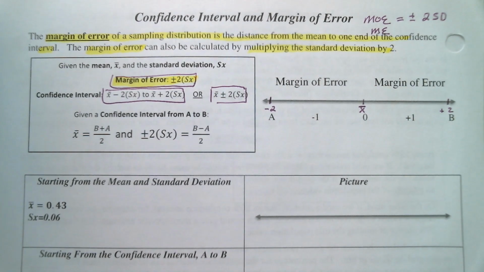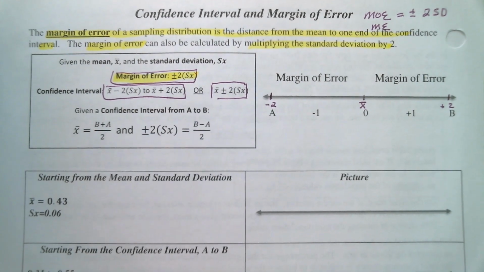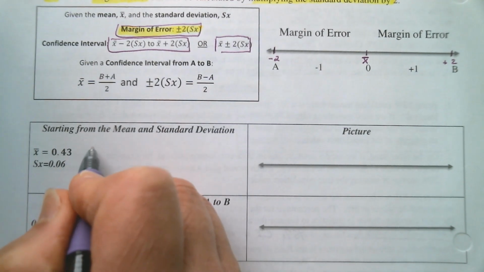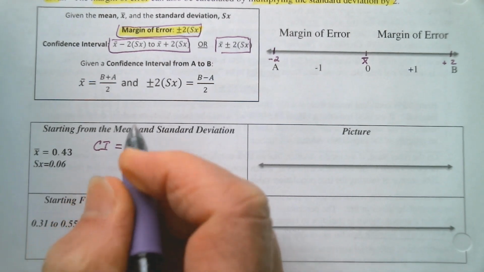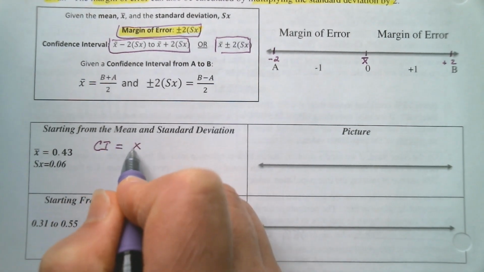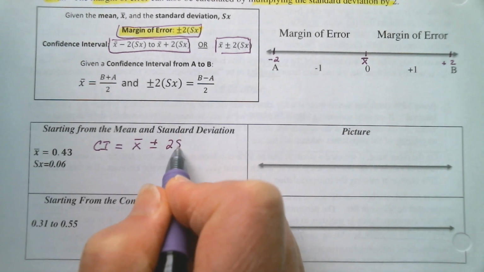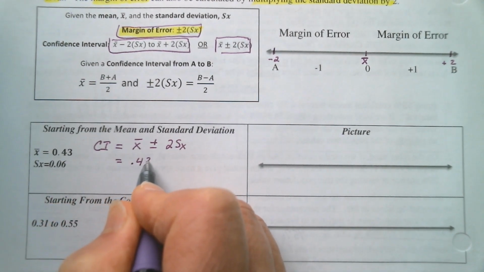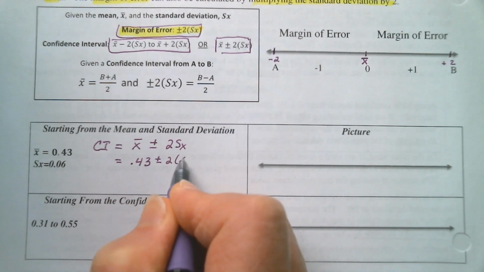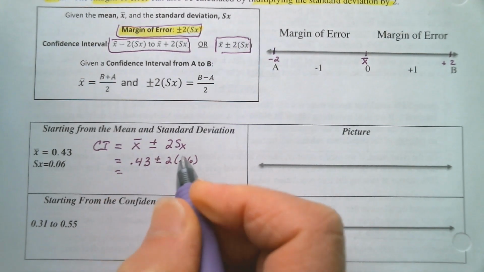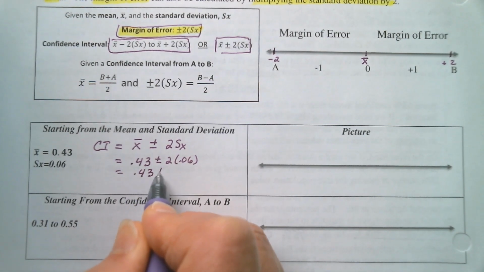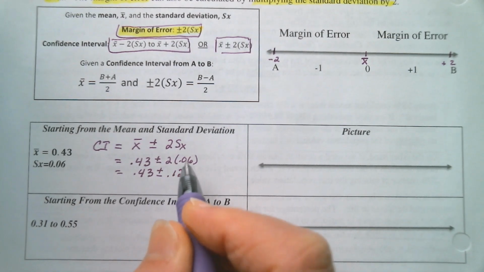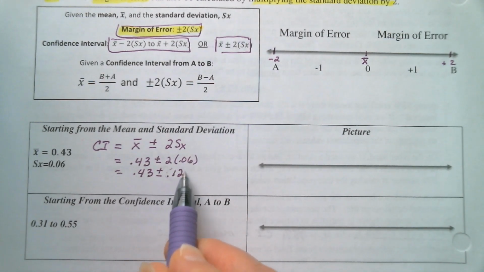what do we want to find here? Well, we want to find the confidence interval. So we know that when we're given the data measurements here, our confidence interval is equal to the mean plus or minus 2 standard deviations. So 0.43 plus or minus 2 times 0.06. Well, 2 times 0.06 is 0.12. And keep in mind that this here would represent the margin of error.